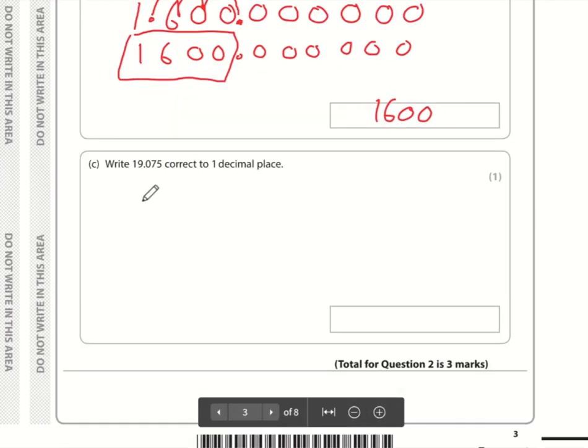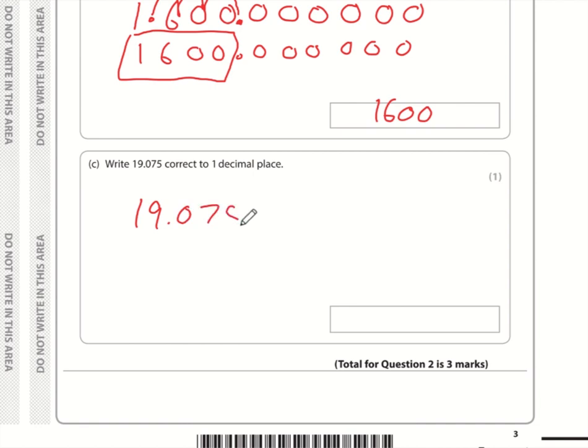Okay, write 19.075 correct to one decimal place. That means we're interested in the second decimal place. The third decimal place is completely irrelevant. And if this number here is 5 or greater, then we're going to move the column to the left up by 1. 7 is greater than 5, so the 0 will become a 1, so 19.1.